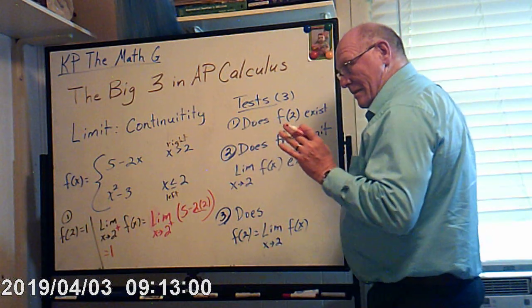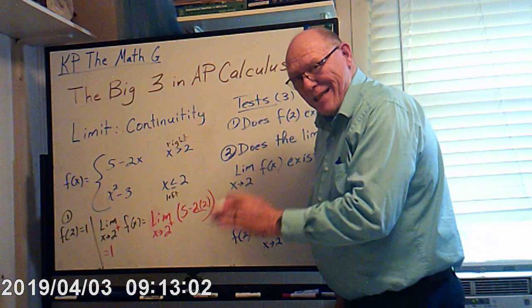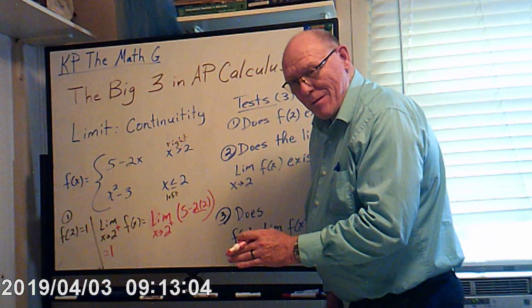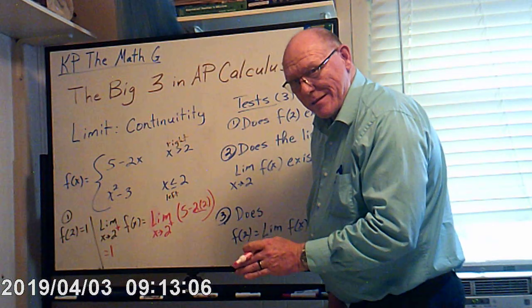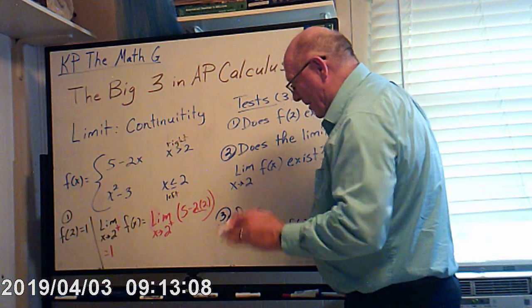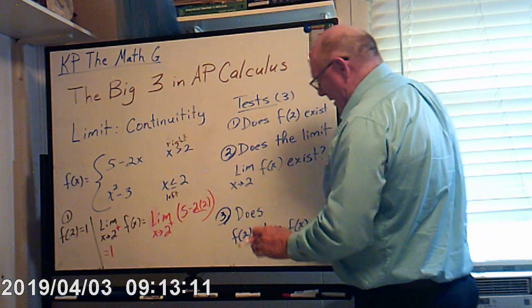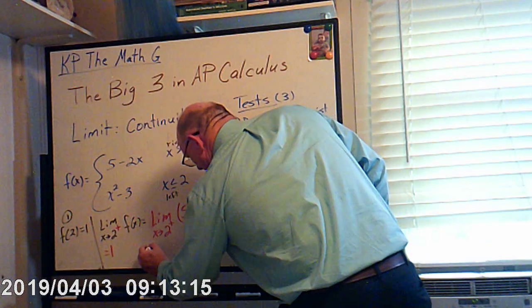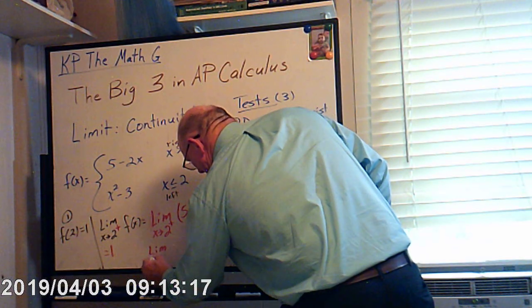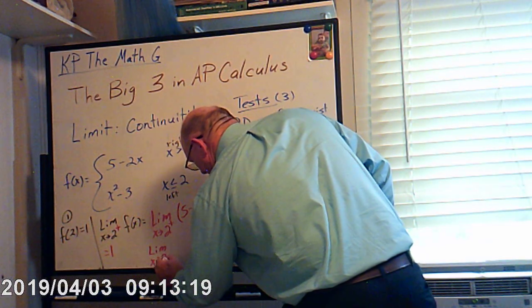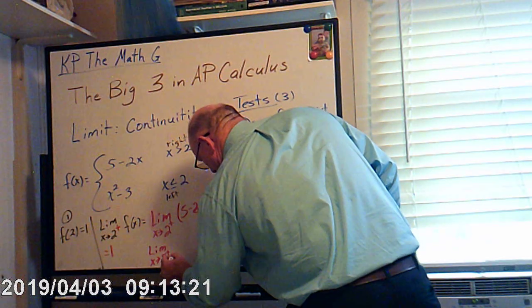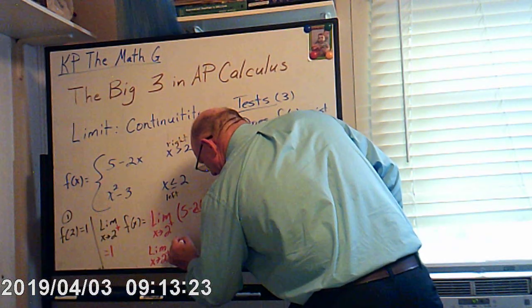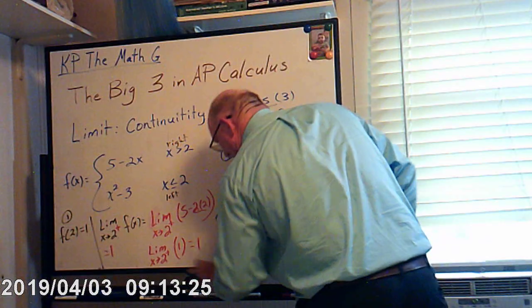Those are pre-algebra mistakes. We don't make those mistakes in calculus. 2 times 2 is 4. 5 minus 4 is 1. So the limit as x approaches 2 from the right is 1. So that equals 1.